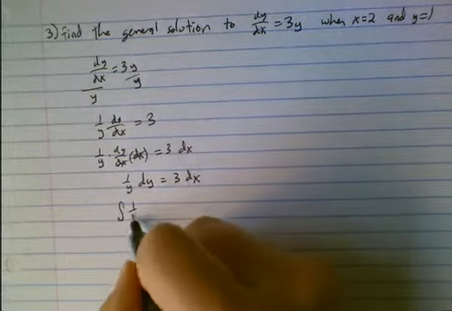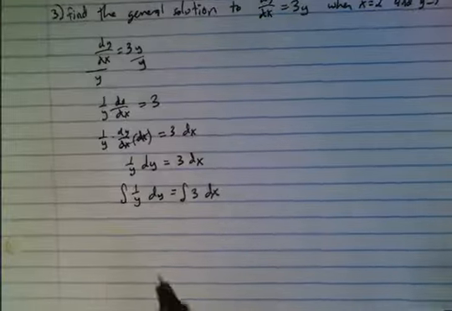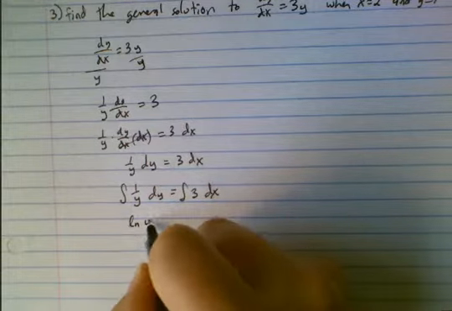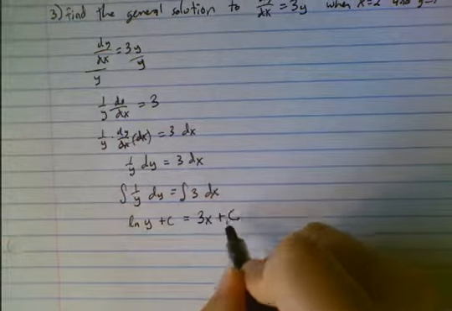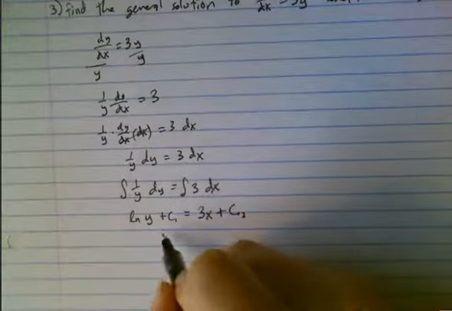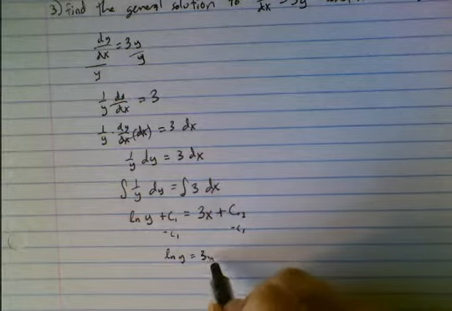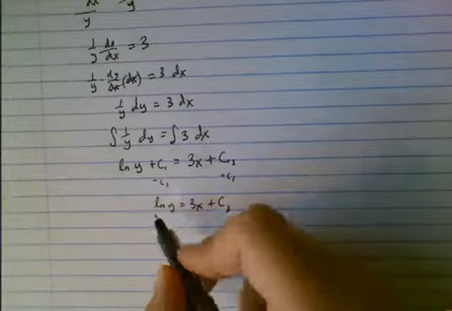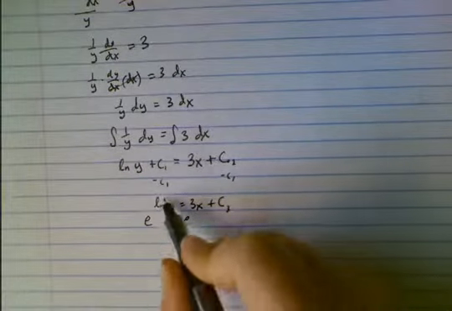Now we can take the antiderivatives. Remember, the antiderivative of 1 over y is natural log of y plus c. Antiderivative of 3 is 3x plus c. And now we're going to solve for y. So first thing is we're going to subtract that c. Call it C3. And now the way that we can undo natural log is we can do e to the power of both sides.